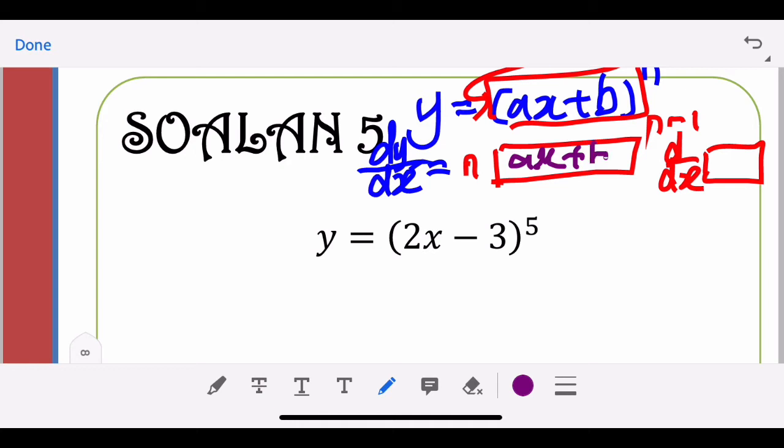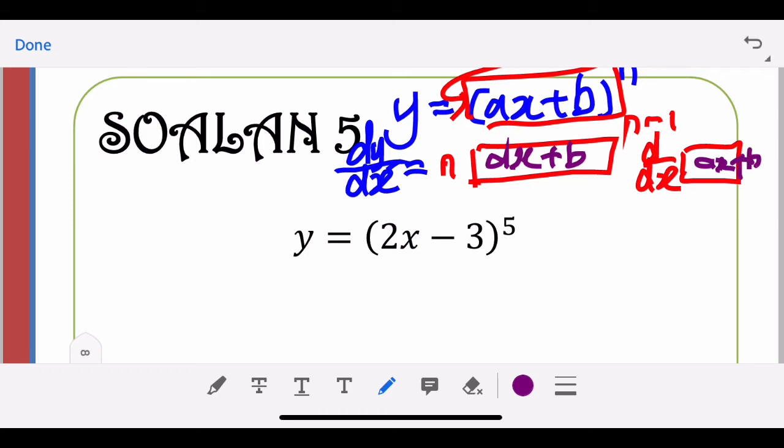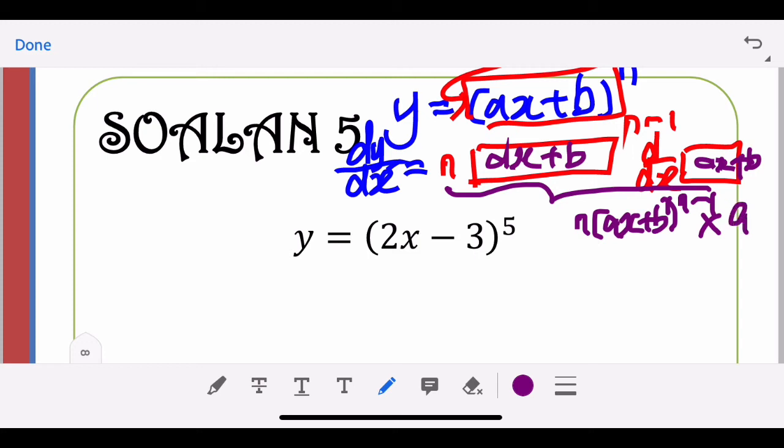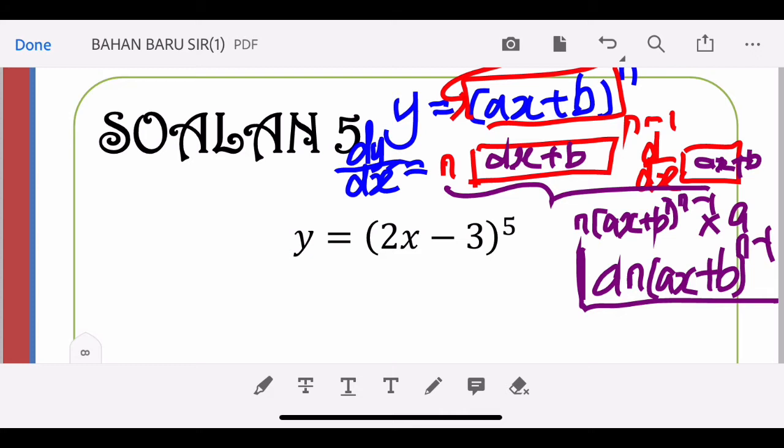Okay, so the rectangle is ax plus b. So then you have to differentiate the ax plus b. Of course, when you differentiate ax plus b, you get a. So the formula will become very short. It becomes dy/dx equal to n times a times (ax plus b) to the power n minus 1. So this is a formula that you must memorize in order to solve the chain rule.